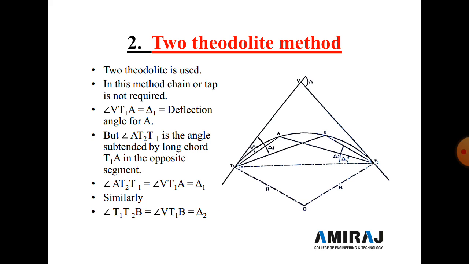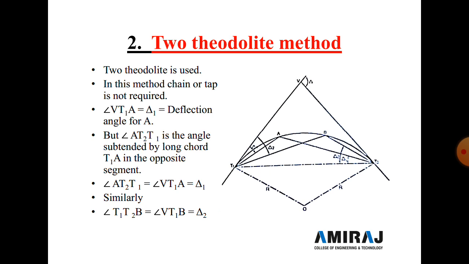Now the second method is the two theodolite method. The name indicates two theodolites are used, one at the starting point and another at the end point. So in this method, chain or tape is not required. First of all, VT1A is equal to the deflection angle delta 1, and AT2T1 is also the same, in the opposite segment. So VT1A and AT2T1, both the angles are the same, clear.